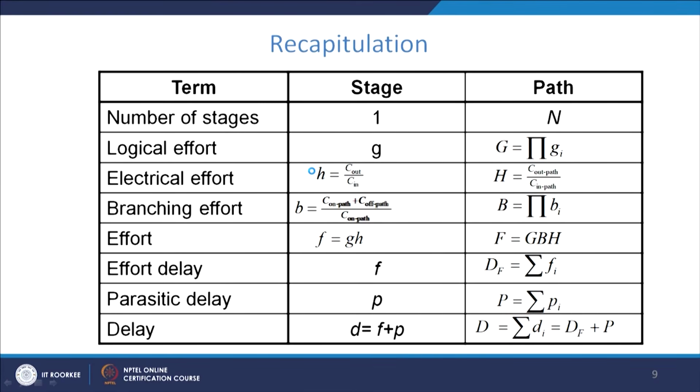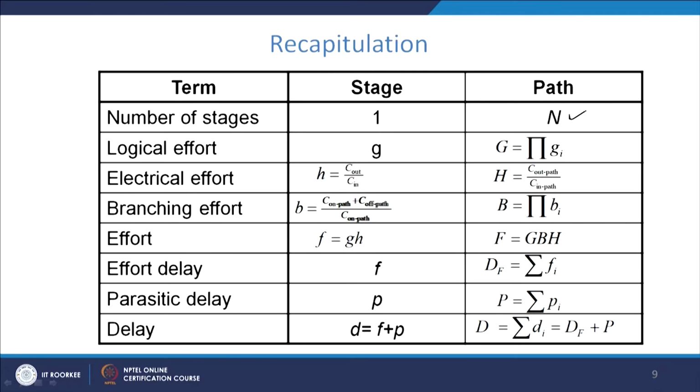Just to recapitulate what we did today: if the number of stages equals 1, we define the path to have n stages. The logical effort of a stage is g, and in a path it is the multiplication of g across the whole path. Electrical effort is C_out by C_in, and we define capital H for a path as C_out path upon C_in path. Branching effort for a stage is C_on-path plus C_off-path divided by C_on-path, whereas branching effort for a whole path is the multiplication of each branching effort. We define effort f equal to g into h, and for a path capital G into capital H, but we also multiply that with capital B, the total branching effort between input and output.